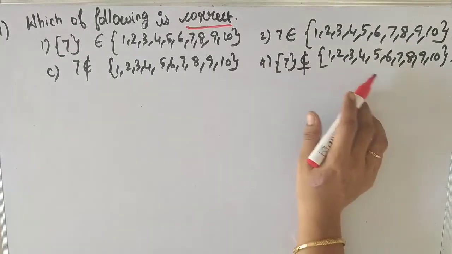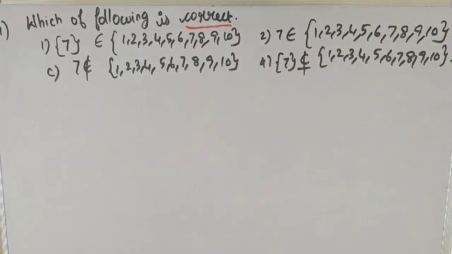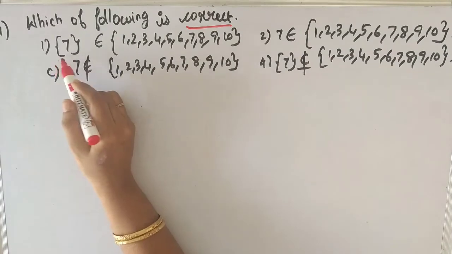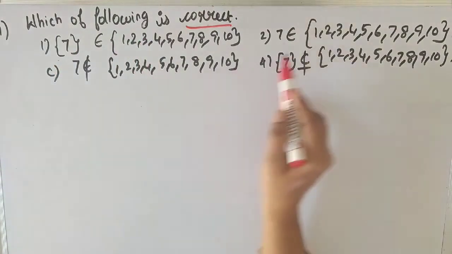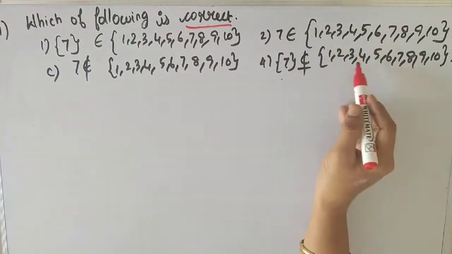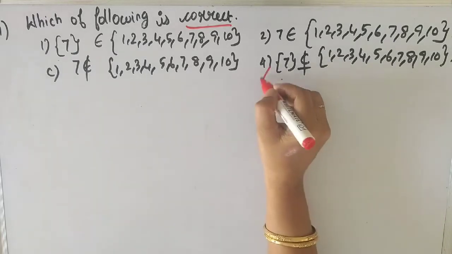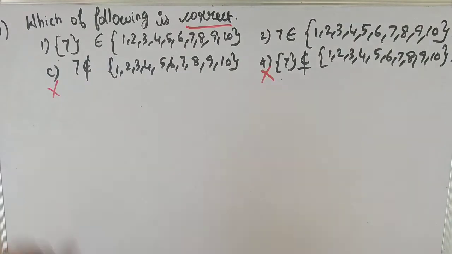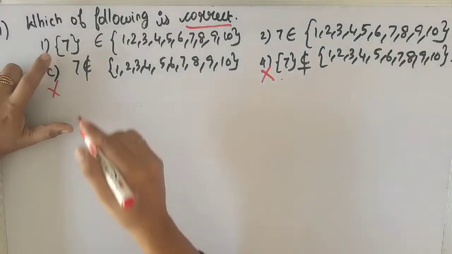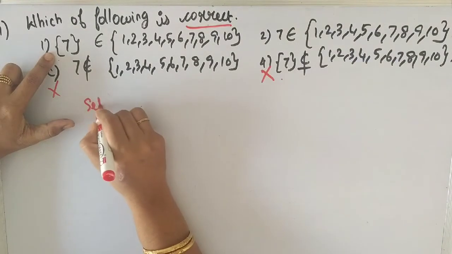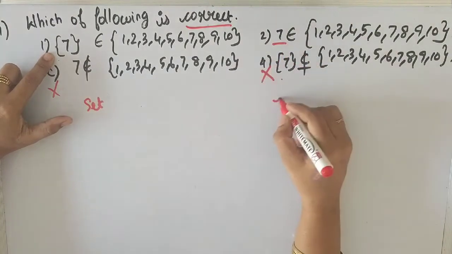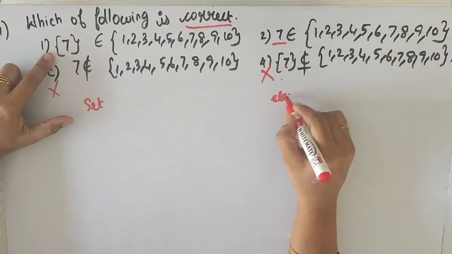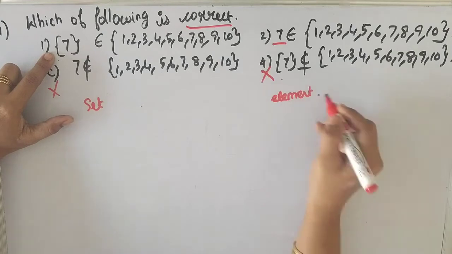Here third and fourth option is wrong because in the third option 7 is an element of 1 to 10. And in the fourth option set 7 is a subset of 1 to 10. So third and fourth option is ruled out. Now we can see the first and second option. Now if you have a bracket, we know that it is a set. If we don't have a bracket, it means it is an element. True? Is it true? Yes.